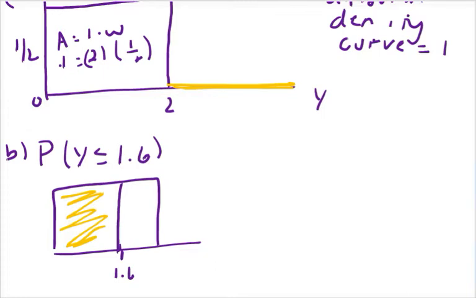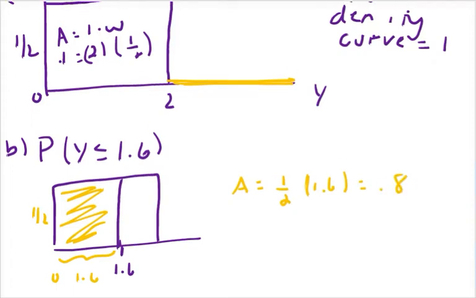So remember the height is 1/2. This length is 1.6, right, because it goes from 0 to 1.6. So the probability of y being less than 1.6 is the area of that rectangle, which is height of 1/2, and the width is 1.6. So the area, which is the probability, is equal to 0.8.